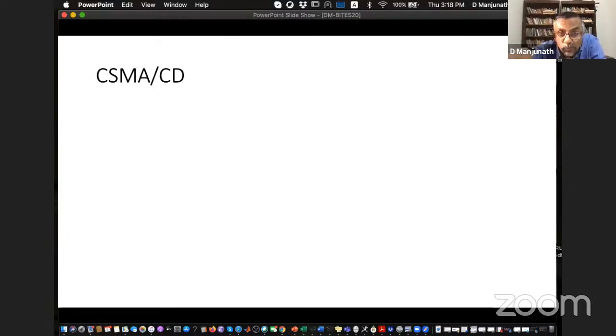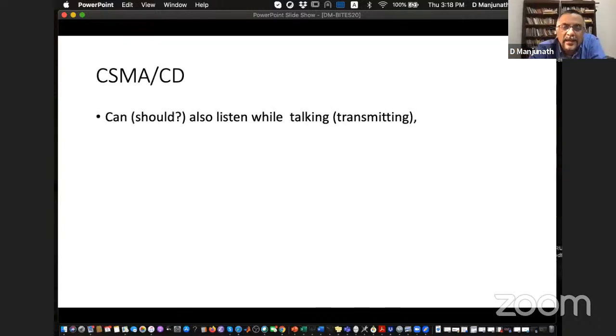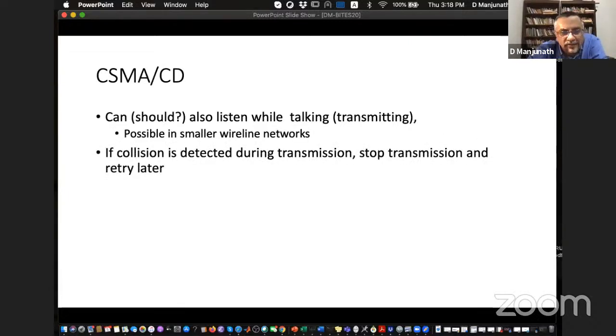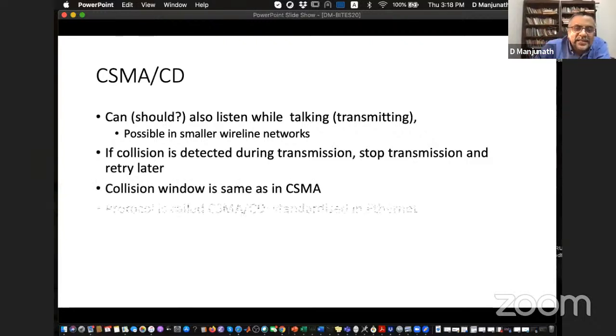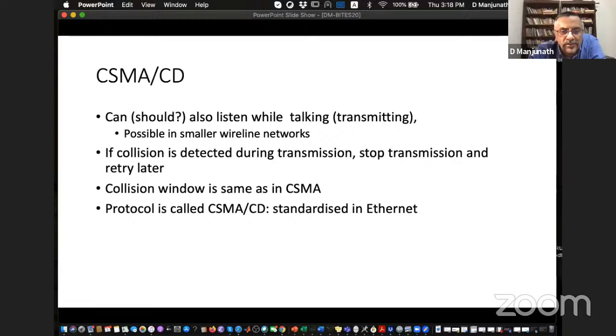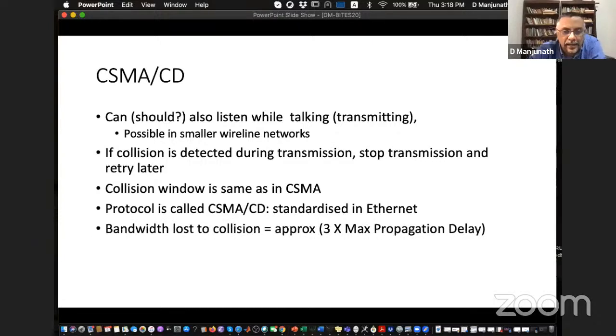Another variation of this for wired networks was called CSMACD, where you listen while you are transmitting. It is possible in small wireline networks. If a collision is detected, meaning two nodes are transmitting simultaneously on the channel, you stop the transmission and retry later. There are various other technical terms here. I'm not going to go into the details of the protocol performance issues, but this protocol is called CSMACD and it is standardized in the Ethernet.